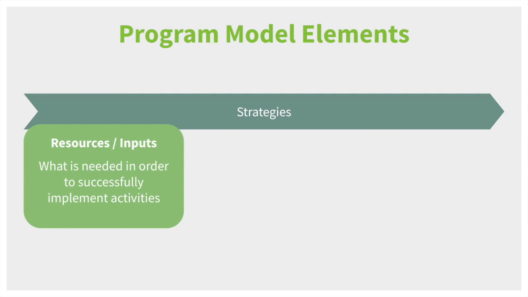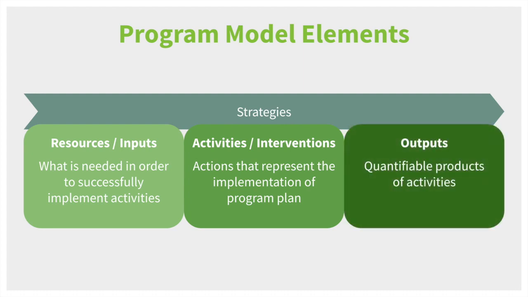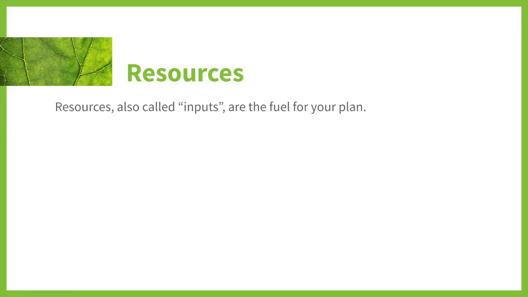Resources are what you need in order to successfully implement your activities. Activities are the actions that you take to implement your program. And outputs are the quantifiable products of your activities, or how the activity can be measured. Now let's take a closer look at each element. Resources are also referred to as inputs sometimes. Another way to think about resources is that they fuel your plan. This could include people or communities, including your team or anyone else helping you implement the program or providing support.